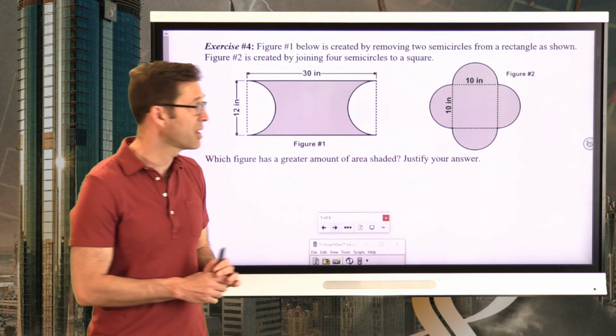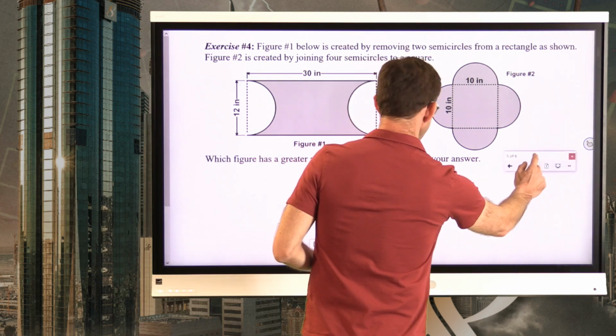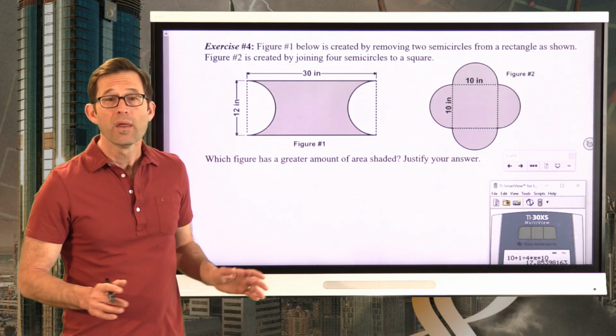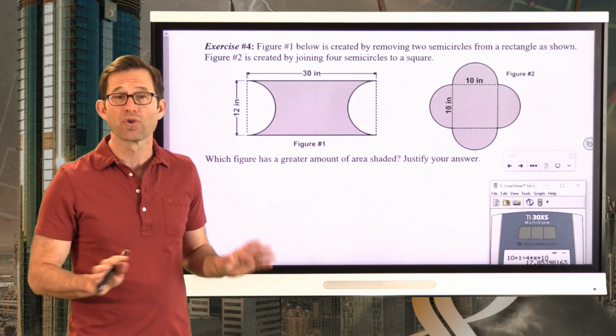All right, well, this is going to take a little bit of work. I want to give myself as much of the screen as I can. We'll bring the calculator back when we need it. But let's start with figure number 1.